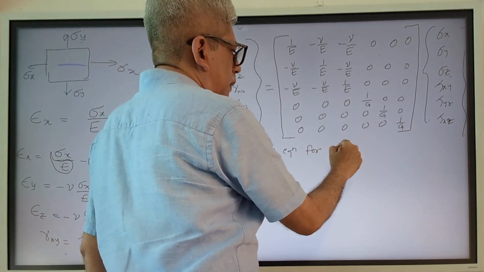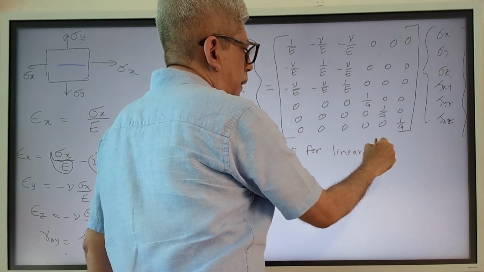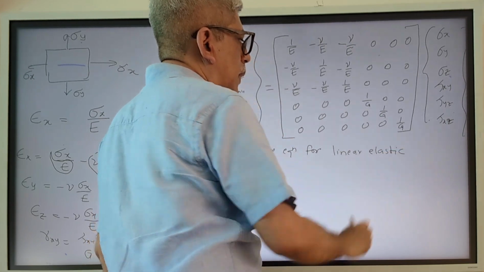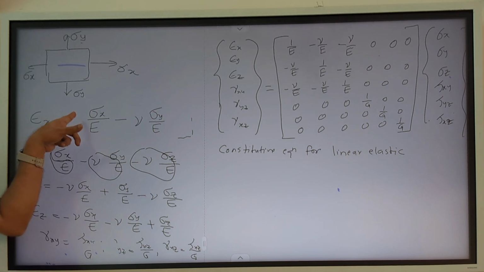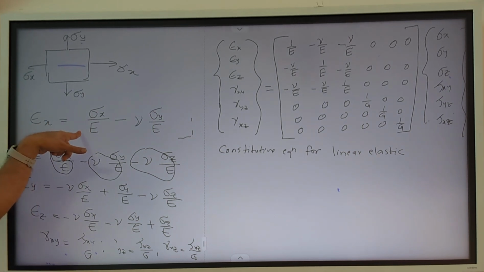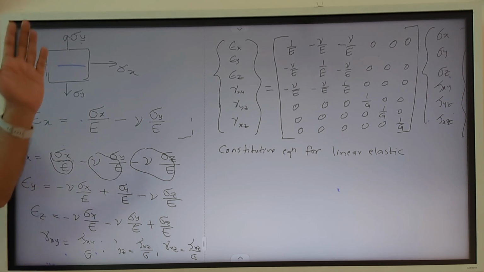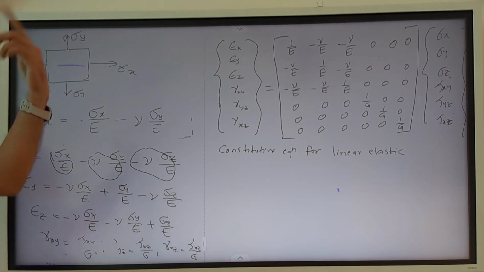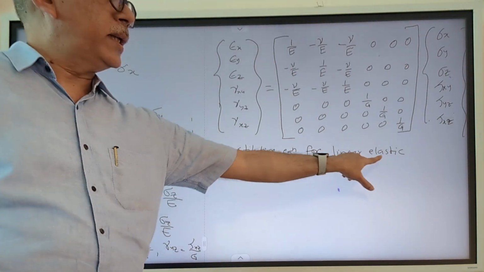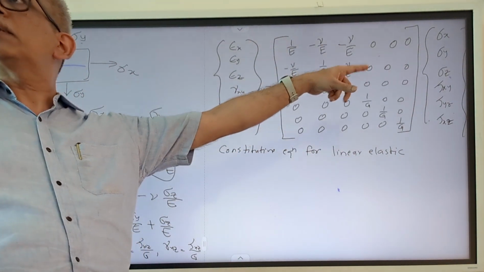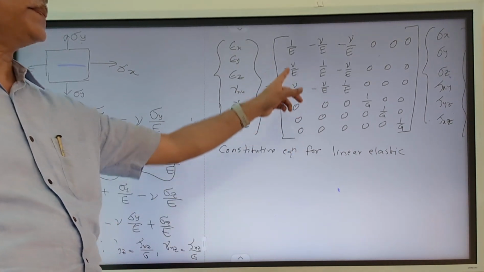for linear elastic material. Why linear elastic? Because we have considered here the relation as sigma x by E. This particular relationship is valid only in the linear zone up to the yield strength of the material. Beyond that, this particular relation is not valid, meaning stress is not directly proportional to strain beyond the yield point. So whenever you are talking about linear elastic, only then this particular set is valid.